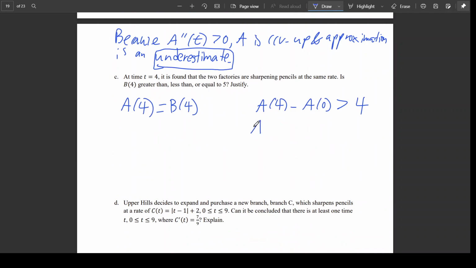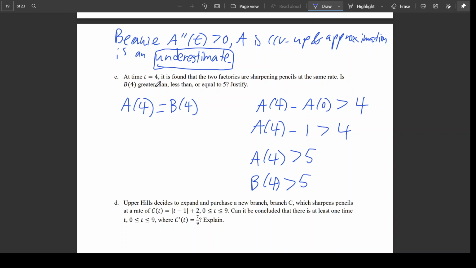So a of 4 minus 1 is greater than 4. So now I can find a of 4. I don't know exactly what it is, but I know that it's greater than 5, right? 4 plus 1 is 5. So since I know that a of 4 is equal to b of 4, this tells me that b of 4 is also greater than 5.